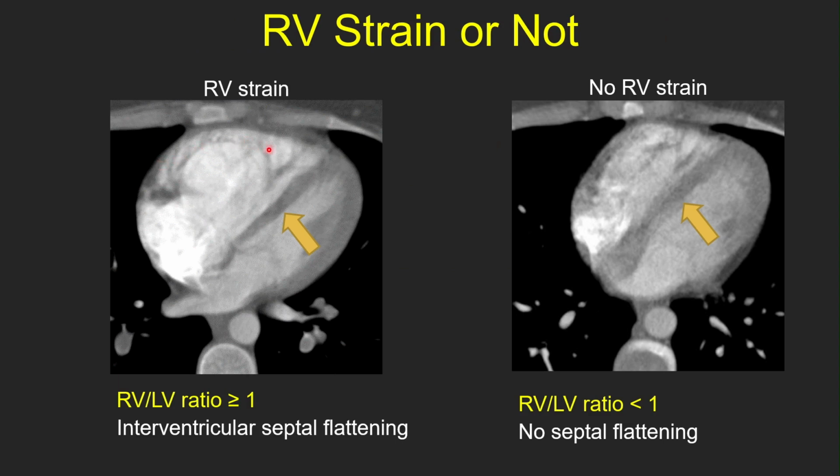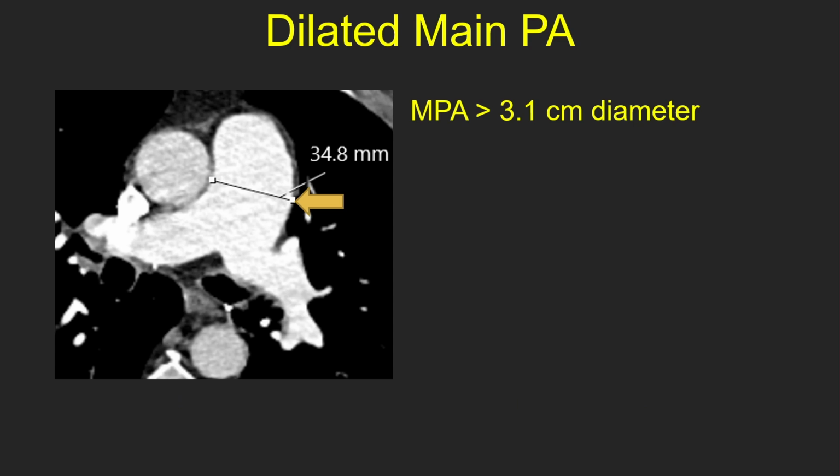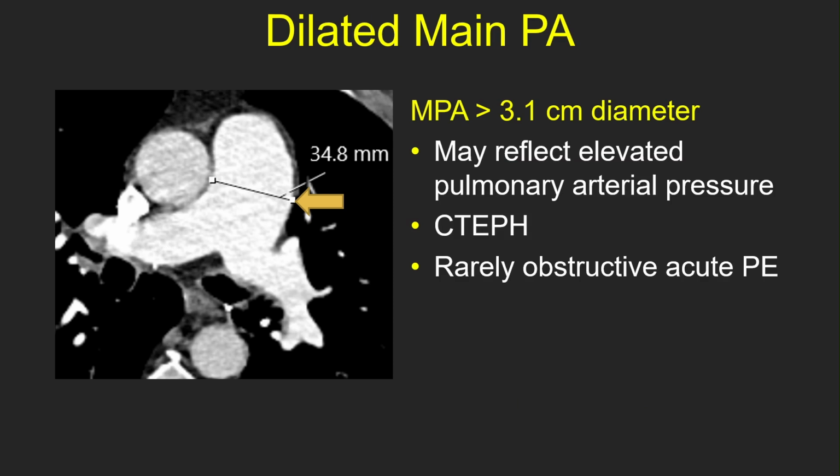Over here, there is right ventricular strain. RV-LV ratio is greater than or equal to 1, and there is interventricular septal flattening. Meanwhile, over here, there is no right ventricular strain. The RV-LV ratio is normal, and there is no septal flattening. The main pulmonary artery is dilated if greater than 3.1 centimeters in diameter, which may reflect elevated pulmonary arterial pressure, such as in CTEPH. It's only rarely due to obstructive acute PE.